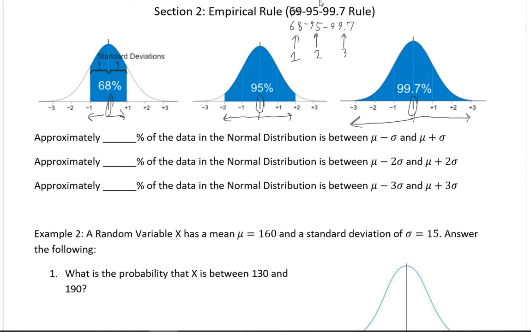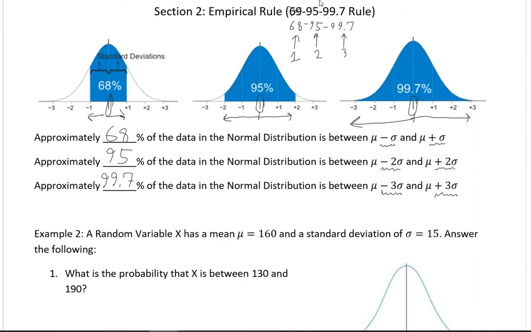That is also represented by the following three statements. Approximately blank percent of the data is between mu minus sigma and mu plus sigma. So that means down 1 standard deviation and up 1 standard deviation. That's 68% of the data from the empirical rule. If you go down 2 standard deviations and up 2 standard deviations, that represents about 95%. And if you go down 3 and up 3, that represents almost 100%, but not 100. It represents 99.7% of the data.